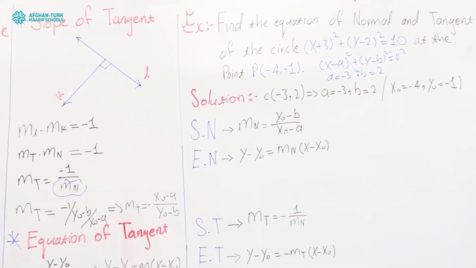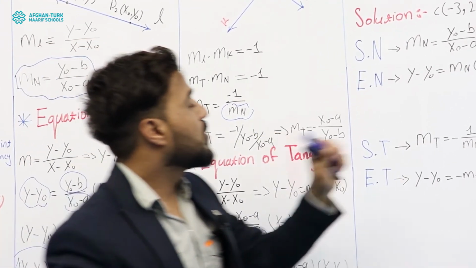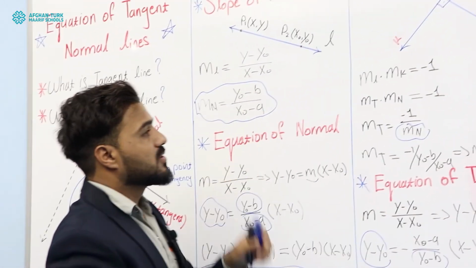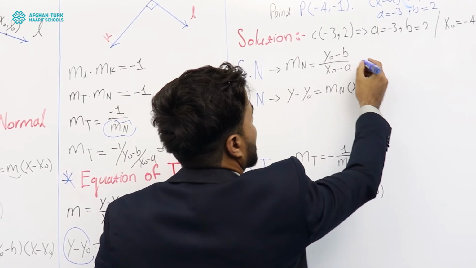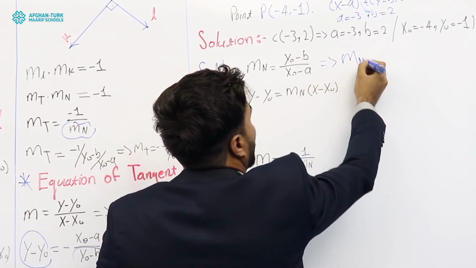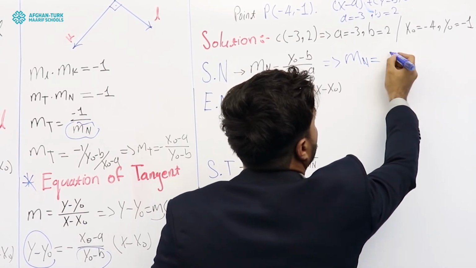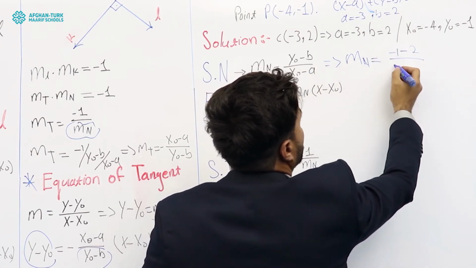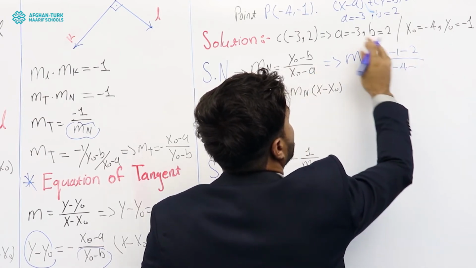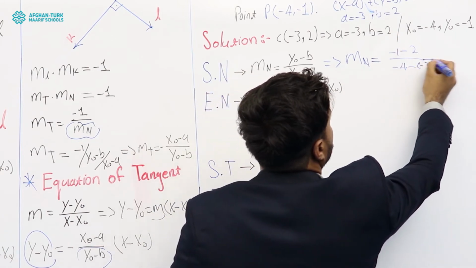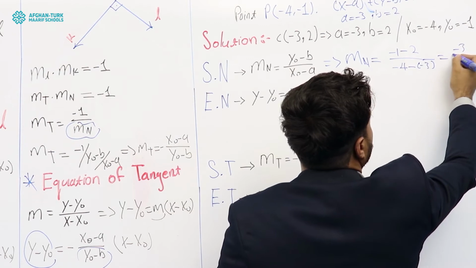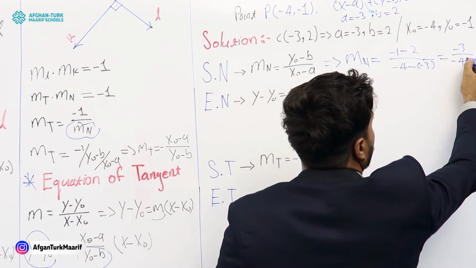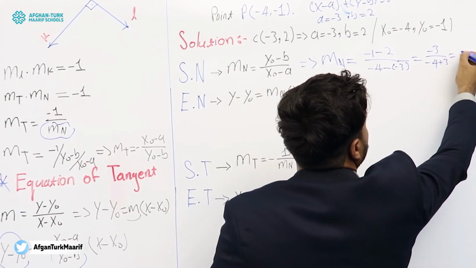So at first let's find the slope of normal line. We know that slope of normal line is equal to y0 minus b divided by x0 minus a. We found it in here. So now I'm going to put just these values in here. Slope of normal line is equal to y0 minus b, y0 is equal to minus 1, minus b is equal to 2, divided by x0 is equal to minus 4, minus a is equal to minus 3. This one is equal to minus 1 minus 2 is equal to minus 3, and minus 4 plus minus times minus 3 is equal to plus 3, so minus 3 over minus 1 is equal with 3.